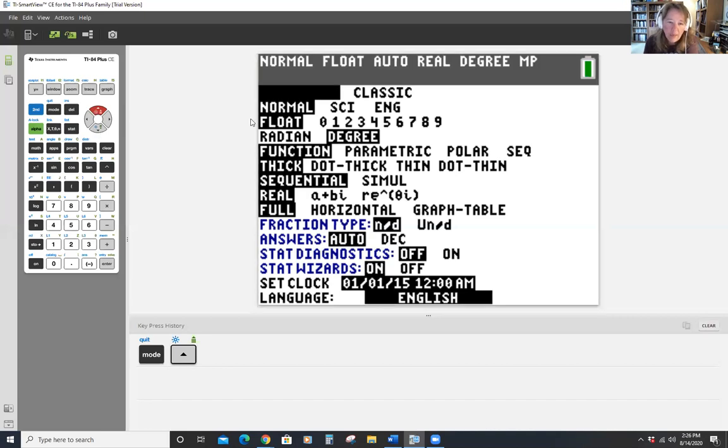Next down, you want to be in normal mode. If you're in SCI, that puts all your numbers in scientific notation, which you may want to use if you're in chemistry this year, but most of the time it's not useful. Engineering mode, we're not going to discuss.